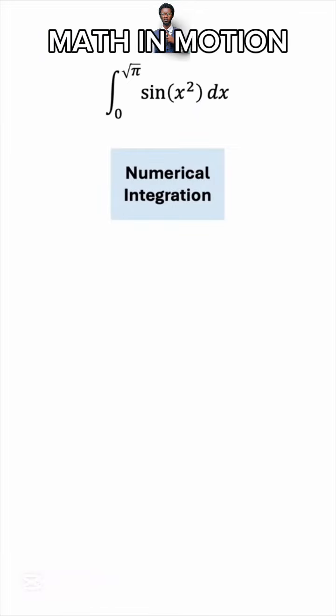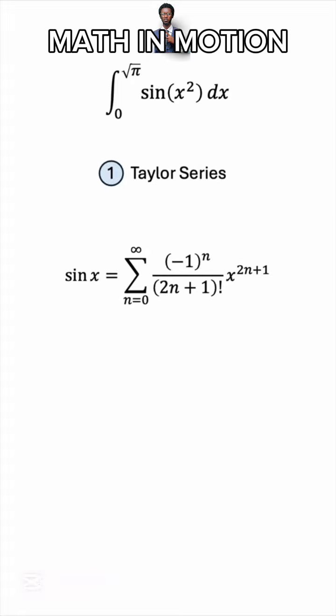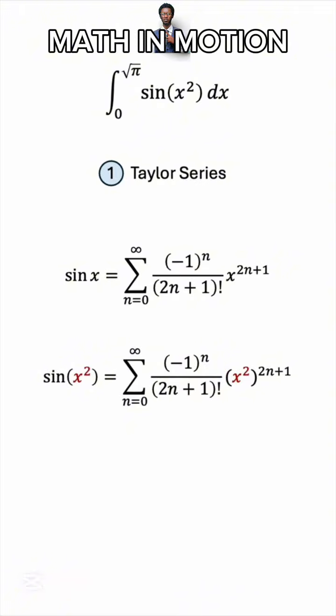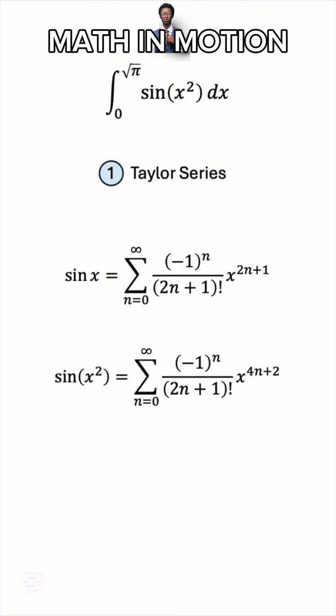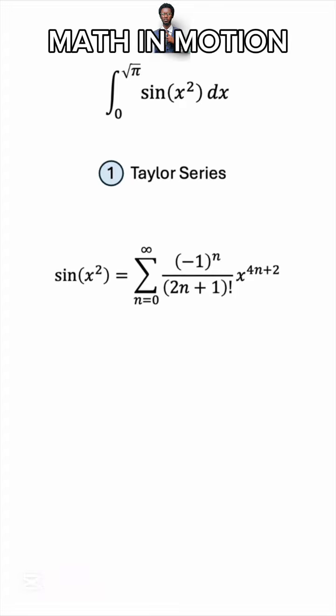We'll use two methods. Method 1 is the Taylor series expansion. We know that the series expansion for sine x is the following. We have sine x squared, so we'll just replace x by x squared. And then using laws of indices, we'll multiply the powers like that. So we have the series expansion for sine x squared. And these are the first few terms.